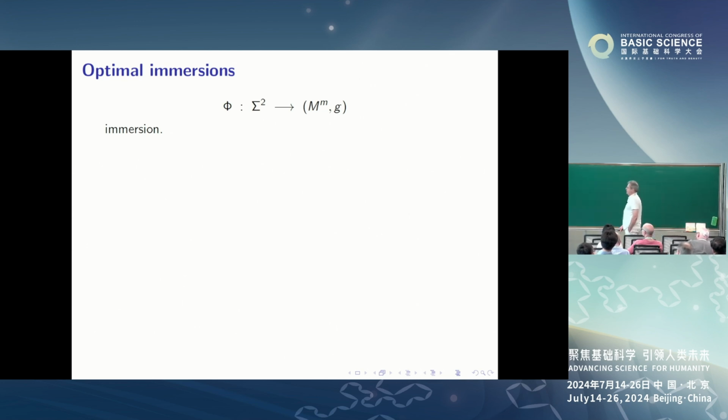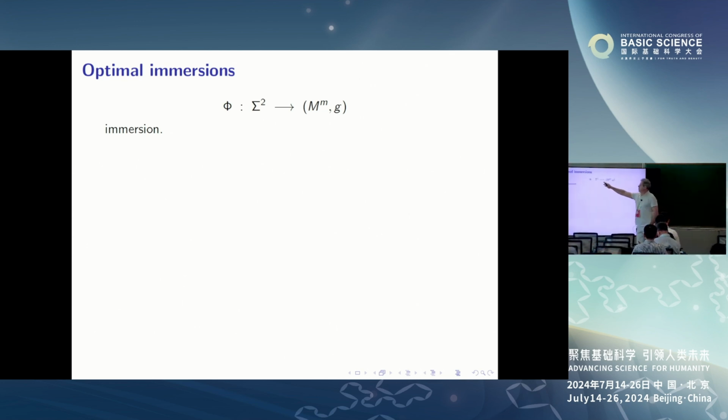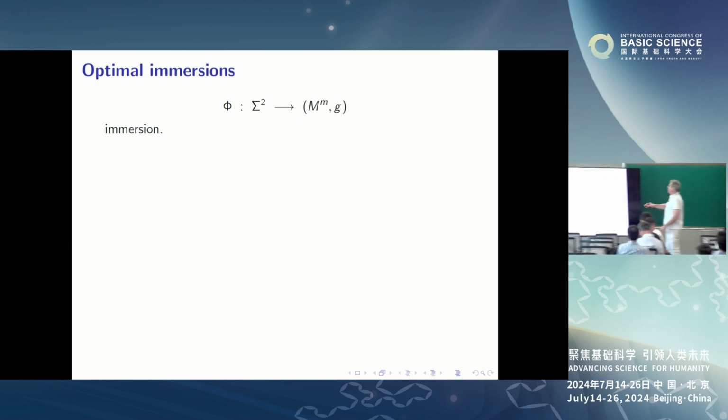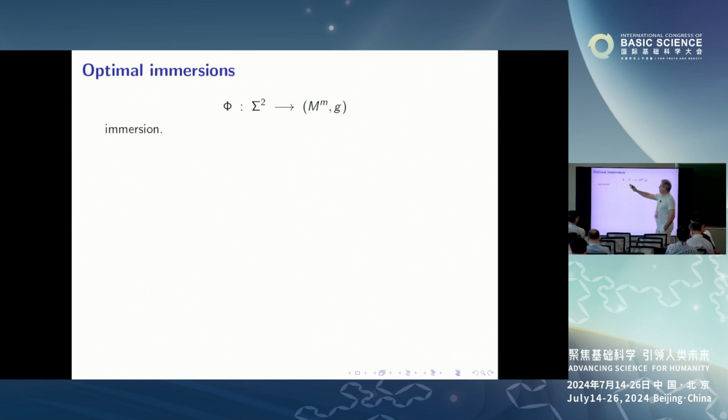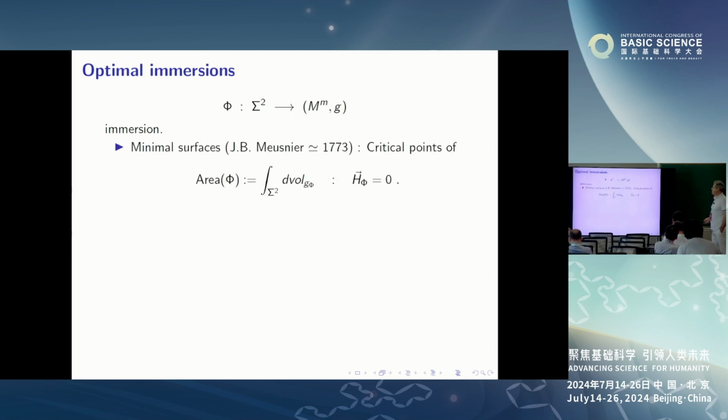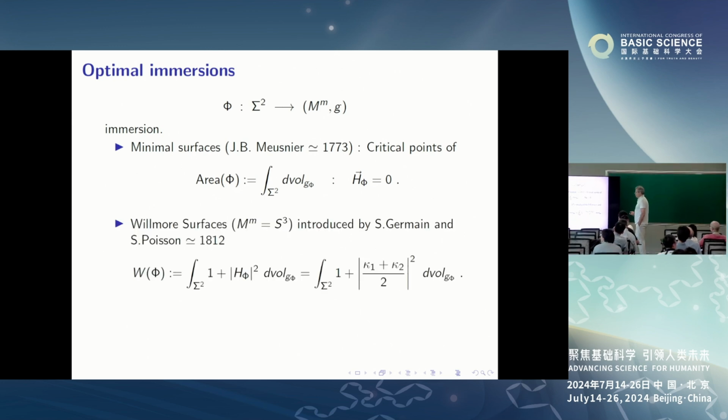So you have here a surface, which will be a closed surface, so without boundary, oriented for the rest of the talk. And you are looking at mappings into arbitrary Riemannian manifolds, which are immersions, that is, the gradient has full rank everywhere. And it is optimal when, for instance, it is a critical point of the area. It was discovered in the 18th century that the first derivative of the area is the mean curvature vector. Or it could also be optimal with respect to the so-called Willmore energy.